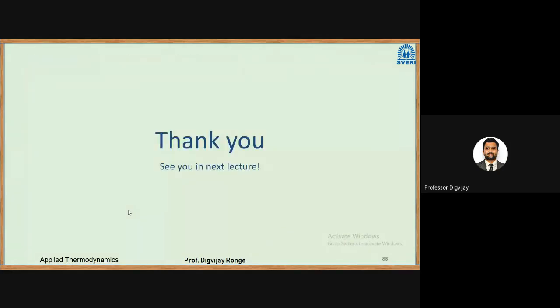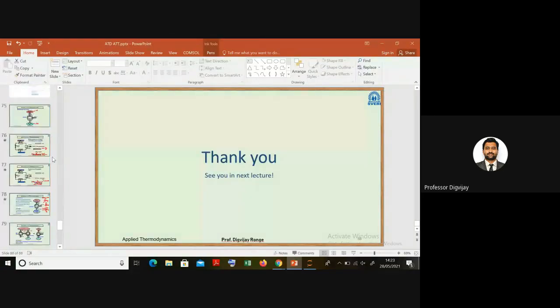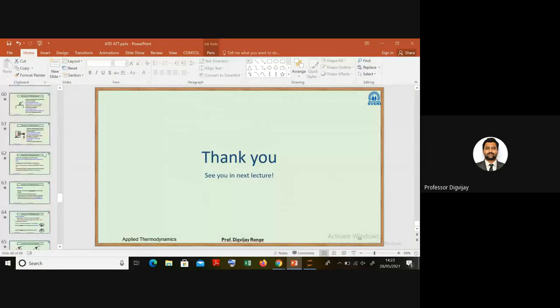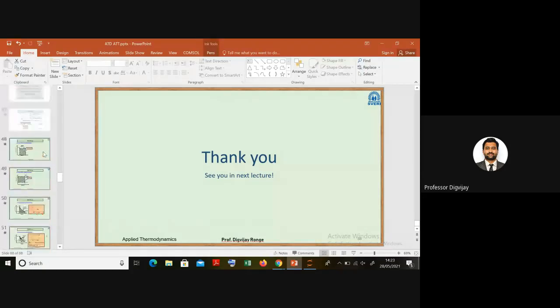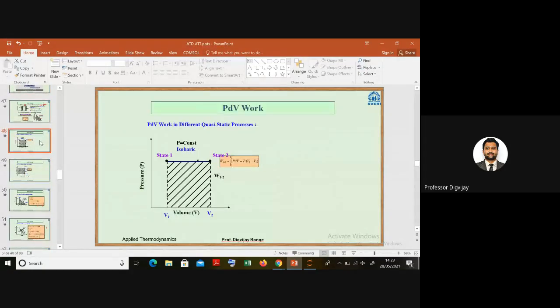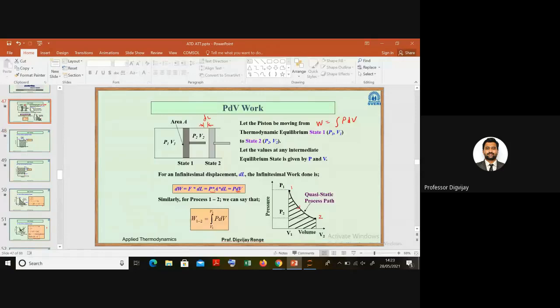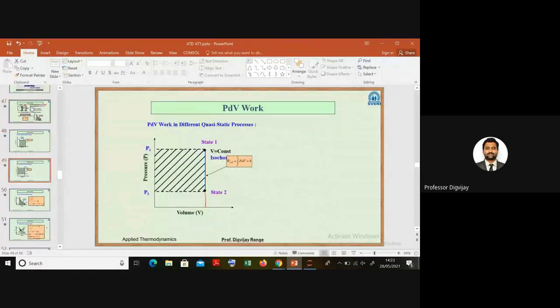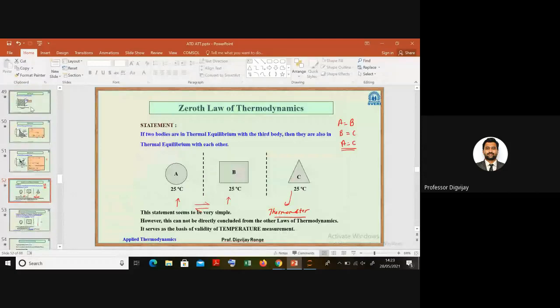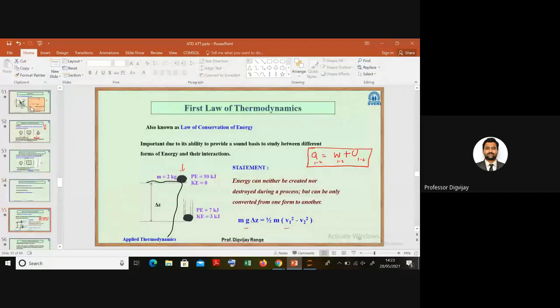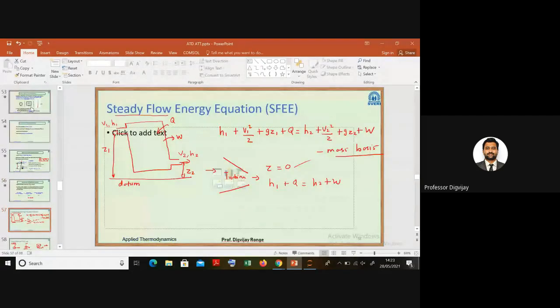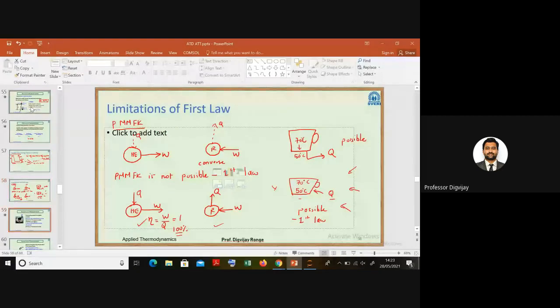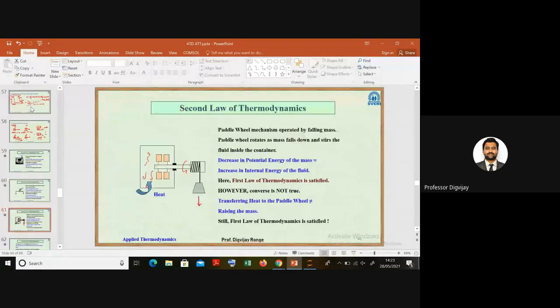So that is all for today. Quickly I will take the revision and then we can stop. Today we started with PdV work, right? Work is equal to integration of PdV. Then we have seen two processes, isochoric and isobaric, and polytropic. Then we have seen the zeroth law and its significance. Then we have the first law and its limitations. Sorry, the steady flow energy equation. Then its limitations. Then we have seen the second law.